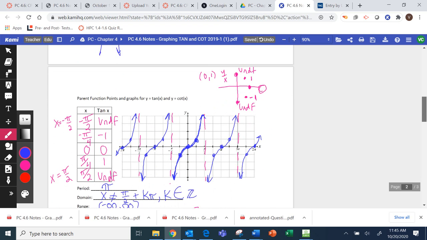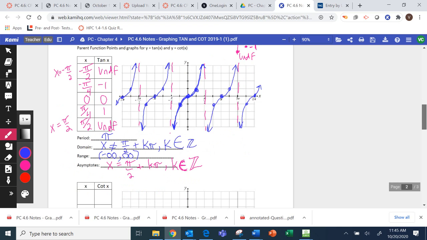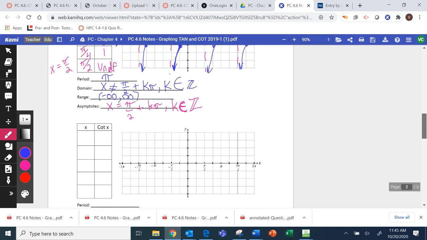What's going to happen at the zeros for tangent when it becomes cotangent? They're going to become undefined. What's going to happen at the undefineds? Yell it out. They're going to become 0. And then when I reciprocate 1, still 1. When I reciprocate negative 1, still negative 1. We are choosing to use a different range of, or I should say domain, of x values.